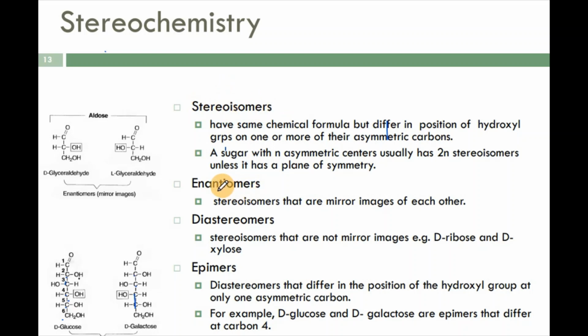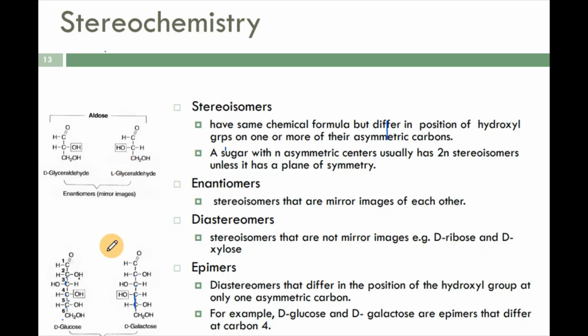We can have what we call enantiomers, the one that we discussed earlier. Enantiomers are sugars that are mirror images of each other, but they are not superimposable. They are mostly represented by D and L. The D depicts the fact that the hydroxy on the last chiral carbon is at the right position, and the L shows that the hydroxy on the last chiral carbon is at the left position.